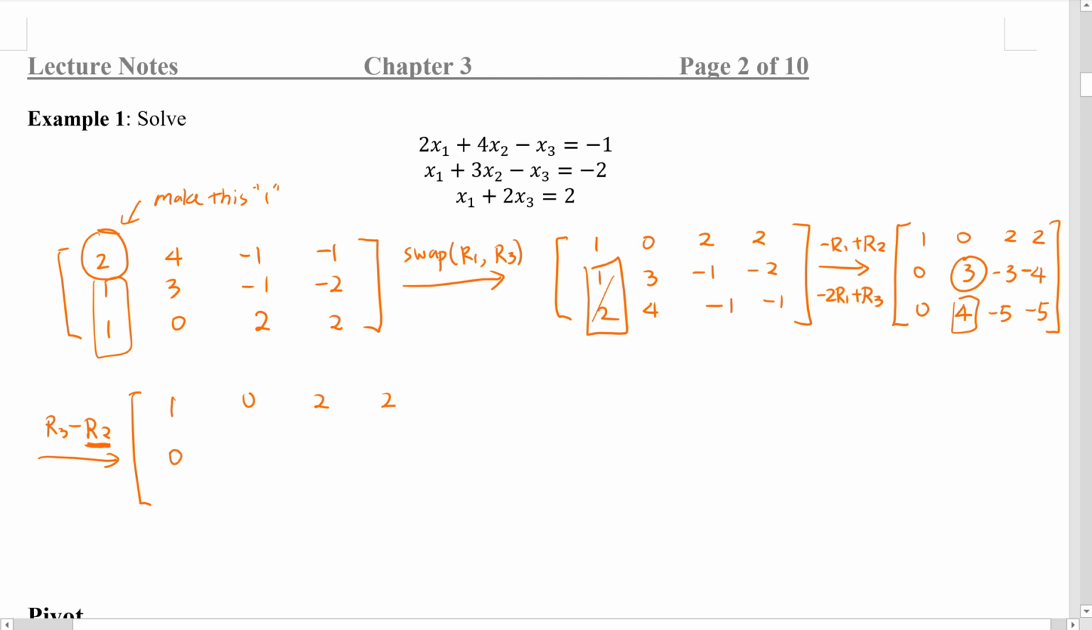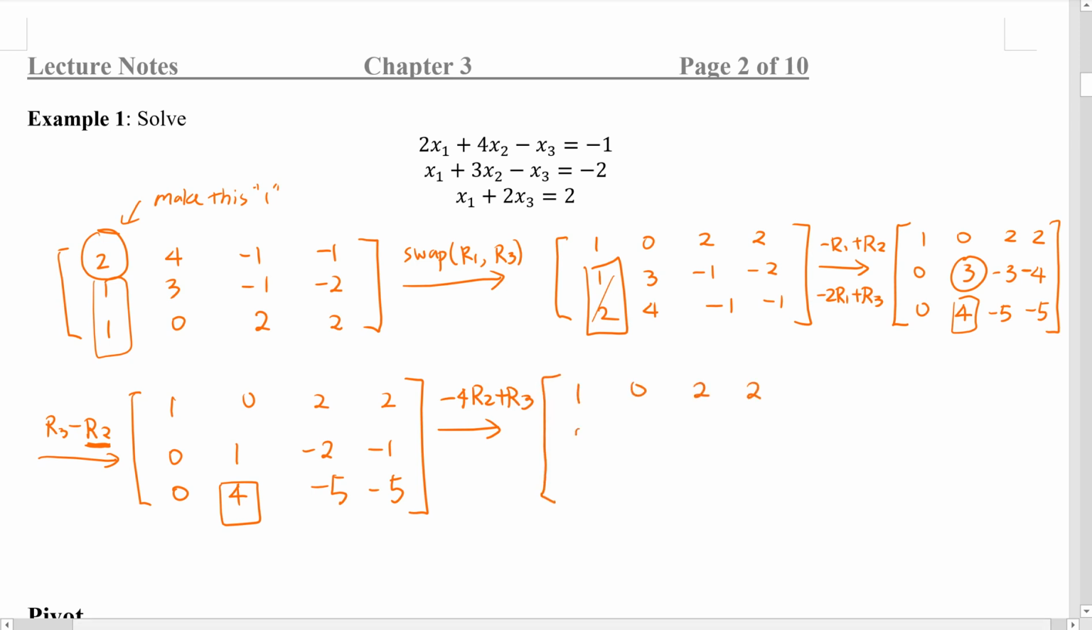So 4 minus 3 is 1. Minus 5 minus negative 3 is like minus 5 plus 3, minus 2. Minus 5 minus negative 4 is like minus 5 plus 4. So we get minus 1. And then the last row stays there. Okay, so now we can use the 1 to kill the entry below it. So we have minus 4 row 2 add to row 3. So we have 4 minus 4, 0.